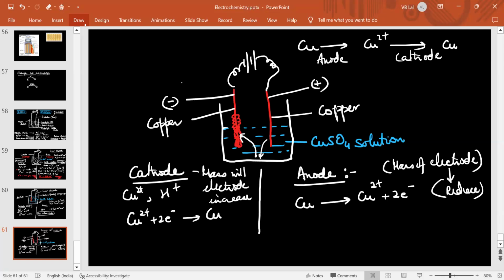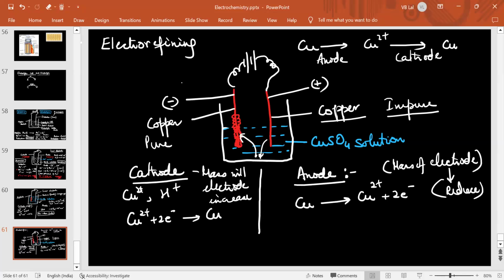Now, where does it become useful? If I make my copper impure, if this copper is impure, and this copper here is pure, then what will happen? Impure copper will slowly change into pure copper. So this is an example of what you call electro-refining. By this method, you convert impure metal to pure metal, because only the pure metal ions get into solution and then they get discharged. So whenever you do electrorefining, impure metal should always be the anode and the pure metal should always be the cathode.